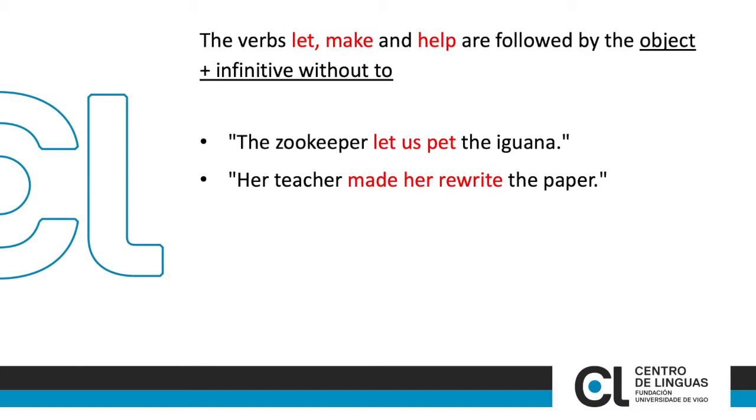Her teacher made her rewrite the paper. We don't say made her to rewrite the paper. It's without to. Made her rewrite the paper.